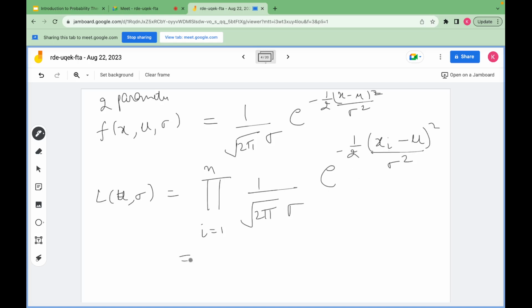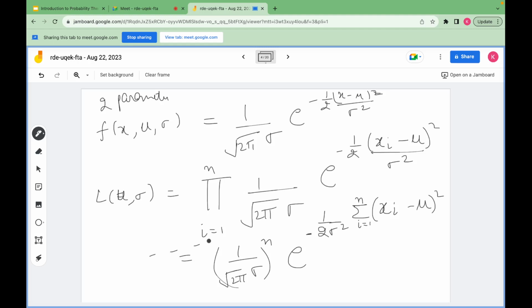Okay, so this will become 1 upon root 2 pi sigma to the power n, because we are multiplying this quantity for all x's. So this term will be multiplied n times, that's why this is to the power n, multiplied by e to the power minus half upon sigma square into summation of (xi minus mu) whole square, where i equals 1 to n. Okay, so I hope you understand this step.